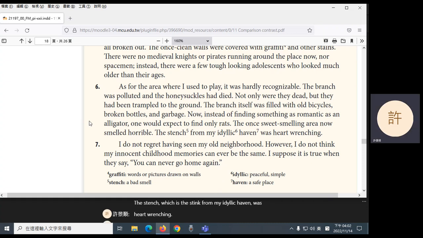I do not regret having seen my old neighborhood. However, I do not think my innocent childhood memories can ever be the same. I suppose it's true when they say you can never go home again.